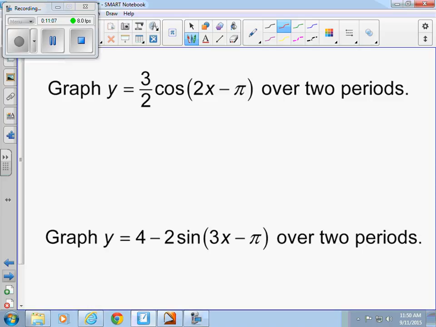Okay, so the 2x minus pi is not quite in the right format to just see the phase shift. Does that make sense? Because it was supposed to be factored out, so you can see why I made you do that on the other one. So I'm going to factor out the 2. What would be left if I do that? X minus. So now I can easily see the phase shift. It's moved right. Does that make sense?